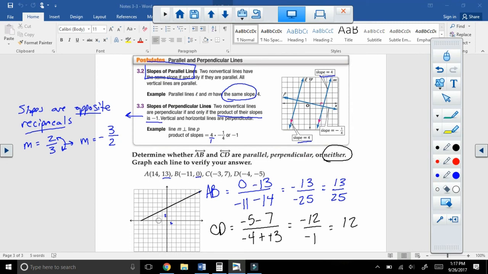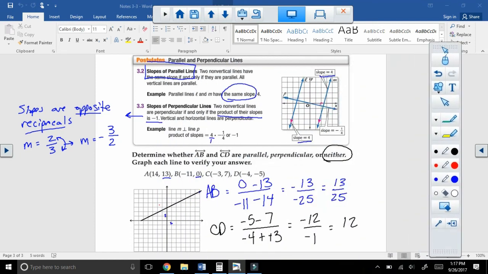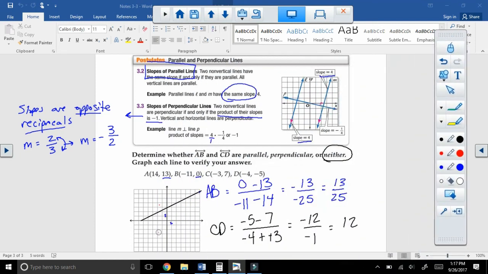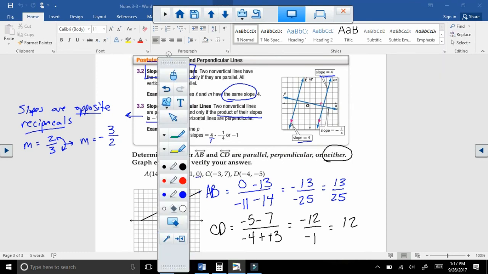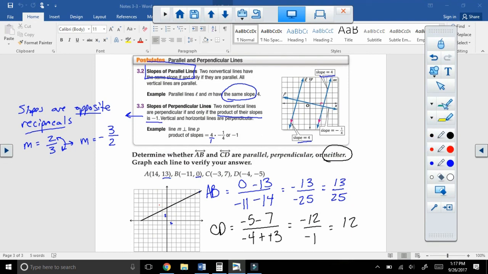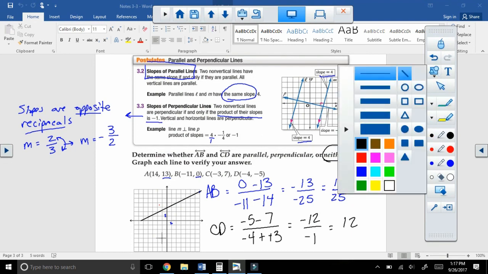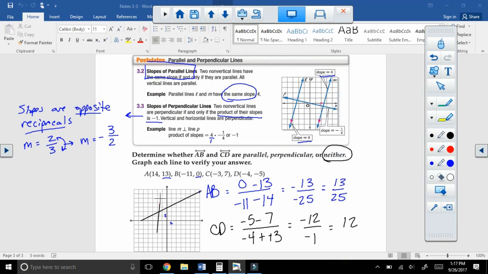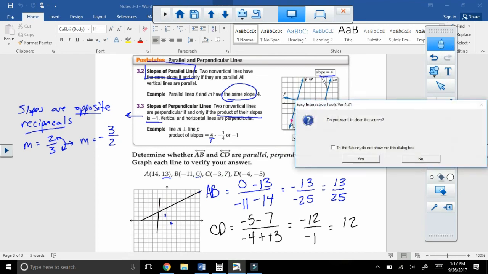For that next one, I have -3, 7, 2, 4, 6, be right there. And -4, and then -5. Anyway, if I connect that line, hopefully you can see that those are not parallel. They're definitely not parallel. They're not perpendicular either because that would have to be a perfect 90-degree angle, and it's not. So this would be neither.